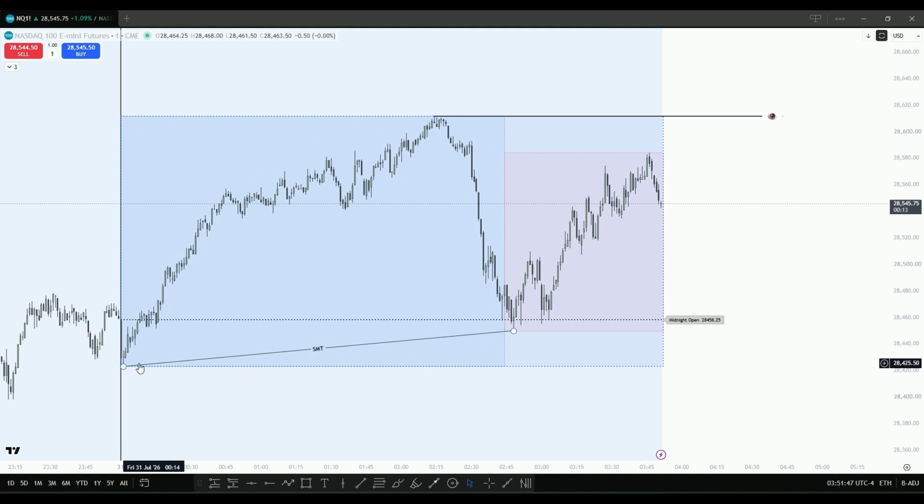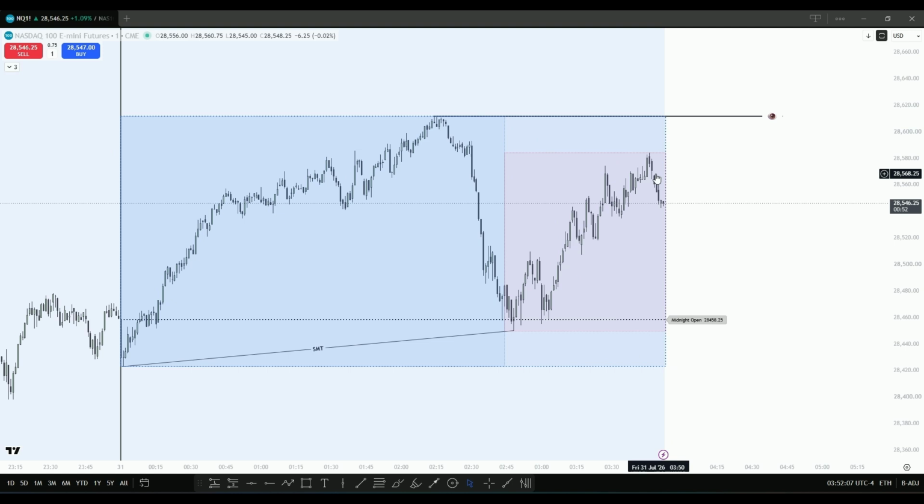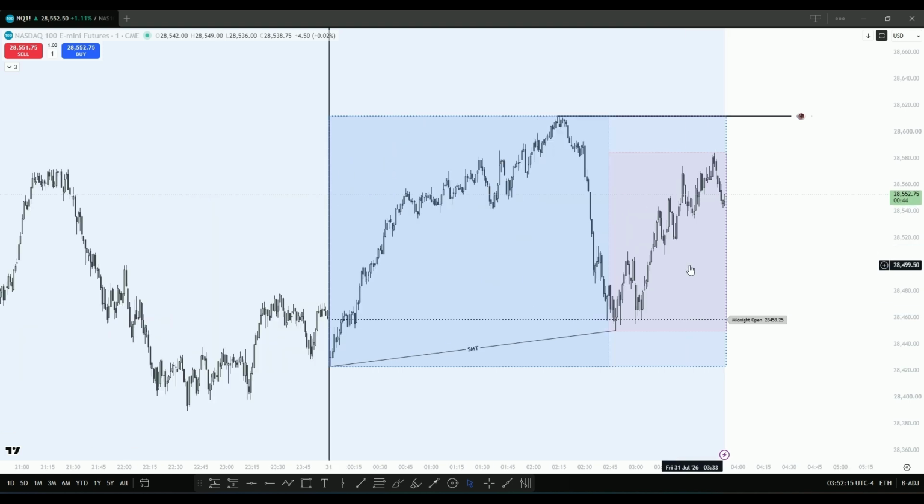But anyway, once the SMT formed, you have here a market structure shift, and then ultimately we are drawing upwards towards the previous cycle high. Okay. ES also didn't take the high of the previous cycle yet. So we are going to watch that and see if by the end of this video we're gonna take this cycle, or of course even after the video.